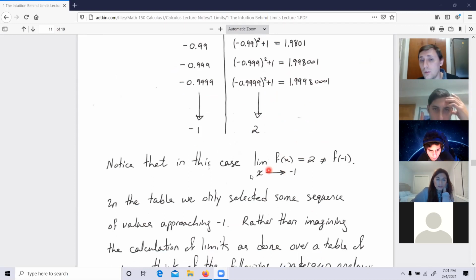Now observe, look at it. In this case, evaluating the limit gave us a different result than plugging in -1. You agree? They are different processes. They do not always give us the same result.